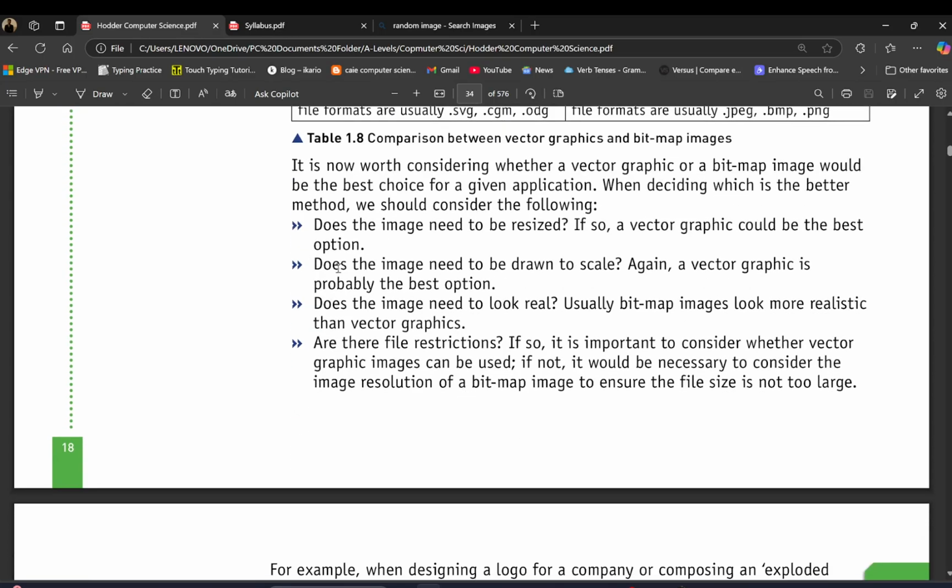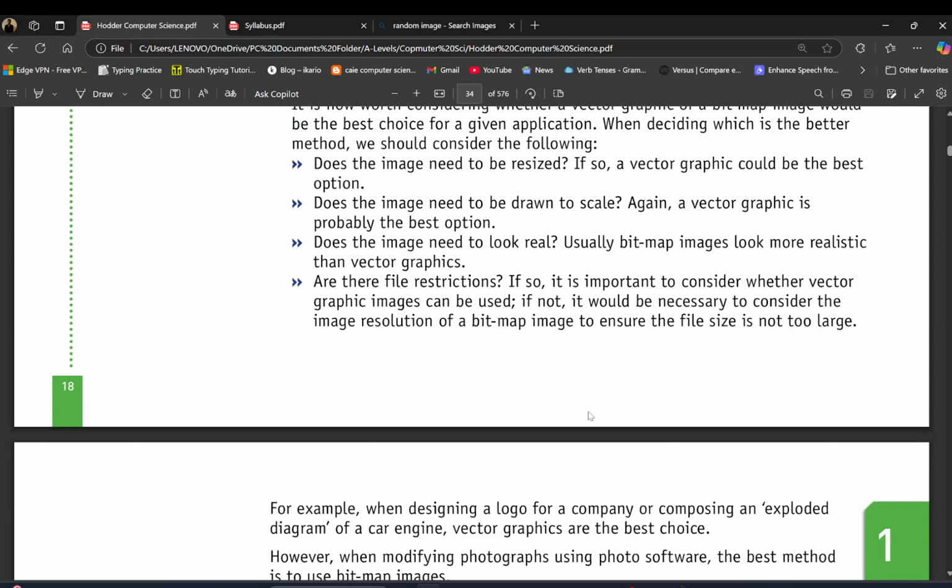Right. So what are the conditions? If we need to resize it, vector graphics is a good thing. If it needs to be drawn to scale, again, vector graphics is a good option, because you know the scales and all. Does it need to look real? Well, bitmap is a better option. Are there any file restrictions? Now, this depends upon the context.